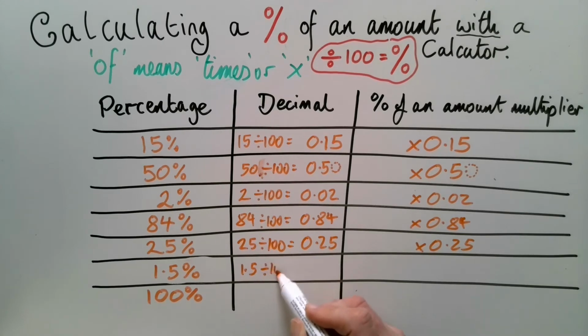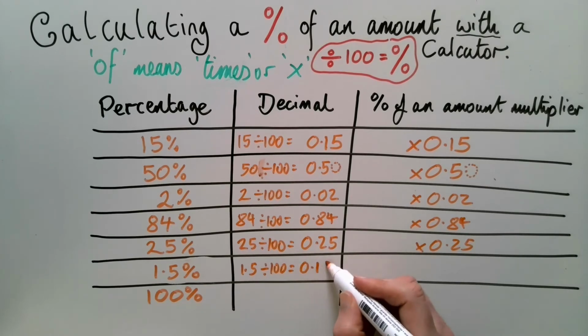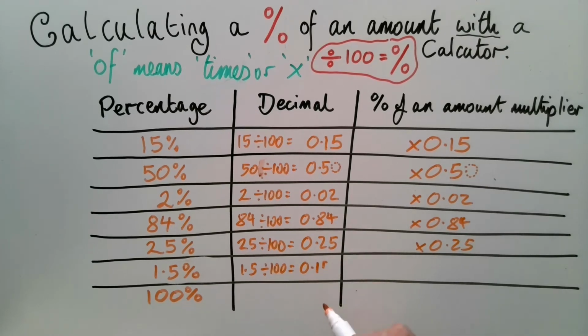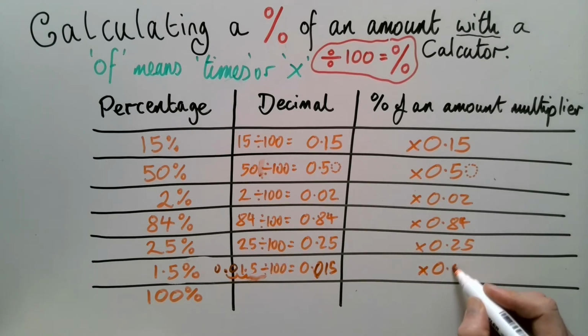1.5%. Oh, that's a tricky one. Or is it? All we have to do is move the decimal point 2 places, or move it relative to them. So it's not 0.15, is it? That's 15%. It goes 2 times. That's going the wrong way. 2 times to make it smaller. So the decimal point will be there, which gives us 0.015. So if you wanted to find 1.5% of something, you would times it by 0.015.